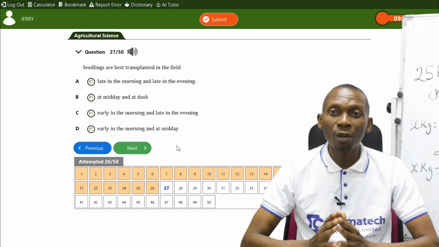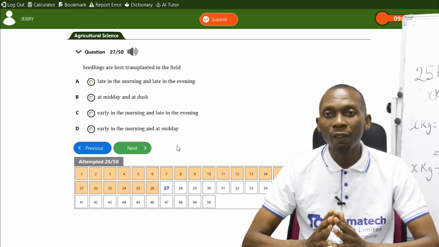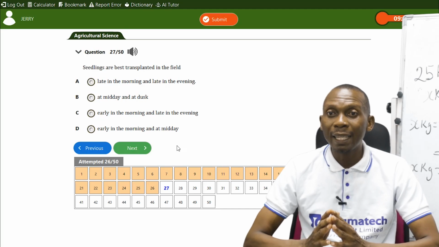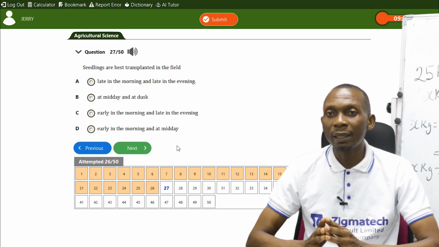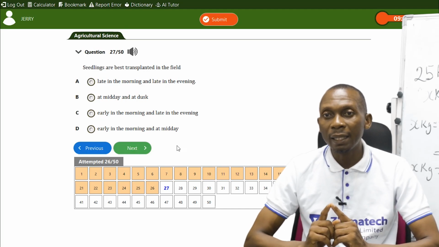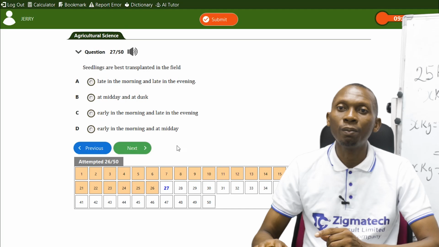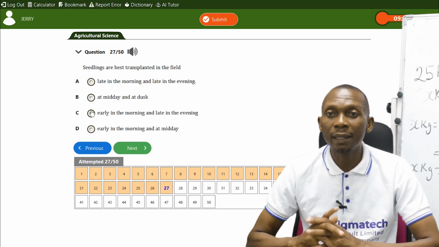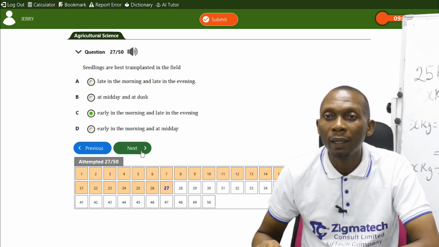So let's look at the options. They said late in the morning and late in the evening. Nope, that's not the right answer. At midday and at dusk, that's not the right answer. Early in the morning and late in the evening, that should be the right answer. But let's still look at D. It says early in the morning and at midday. No. And the answer is C, early in the morning and late in the evening.